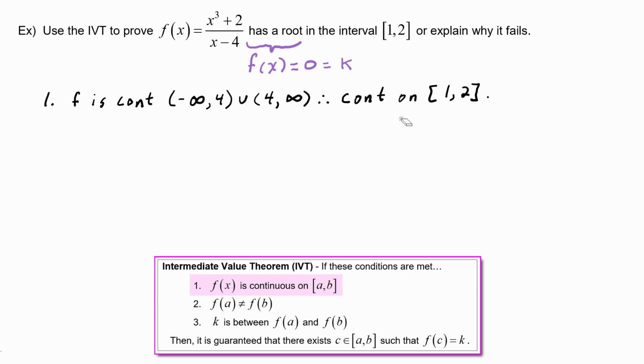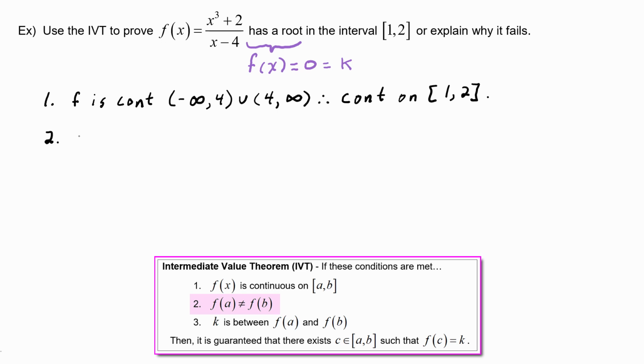We can't just say this without justifying why we know it's true. Because f is continuous on this interval, we know that it will be continuous on this smaller interval, which lives completely inside one of these intervals. Step 2 says we have to show that the y values of the endpoints are different from each other. So we need to look at f of 1 and f of 2 and show that they are different.